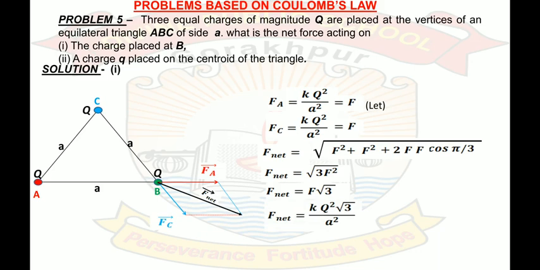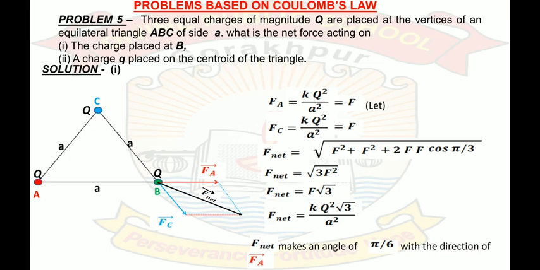Now about direction, since Fa and Fc are of the same magnitude, the resultant will be exactly in the middle, exactly at the half angle of the angle made between Fa and Fc. So F net will make an angle of pi by 6 with the direction of Fa. This will be our answer for the first part.